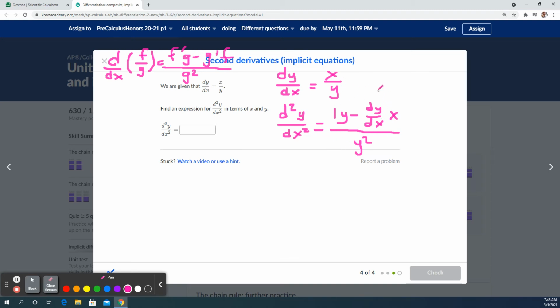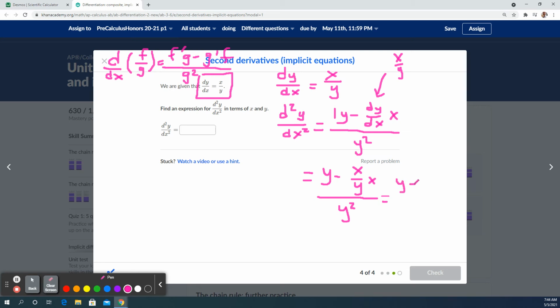Now, notice that we have a dy/dx inside of our function. So the trick we use here is that we've already calculated, or it's already given to us, the dy/dx, and we substitute it in. There it is right there. So dy/dx is really x over y, and we just plug it in. All right, so we're substituting that in. We got y minus x over y times x, all over y squared. Looks like it's going to be an algebra technique here.